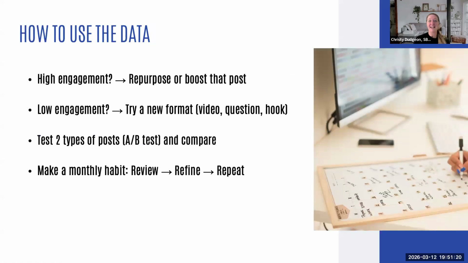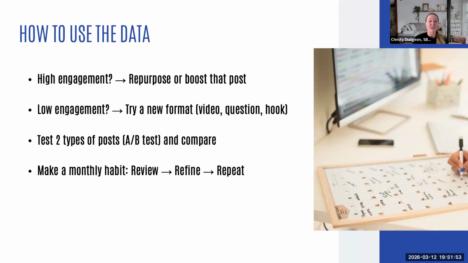How to use this data. High engagement, repurpose or boost that post, right? High engagement was good. We want to use it again and again and again, or we want to boost it and get even more. Low engagement, try a new format. Maybe it was just the wrong format. We could take a post, we can create a video out of it. We can make it a question. Maybe we had a bad hook, so we didn't quite capture people's attention. So we just want to look at it and kind of reformat it a little bit and then try it again. Test 2 different types of posts.